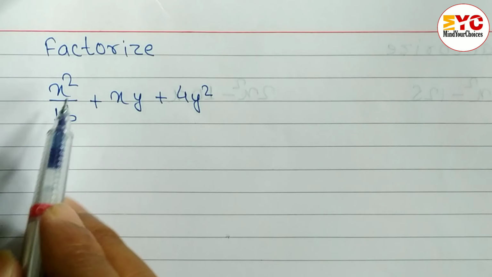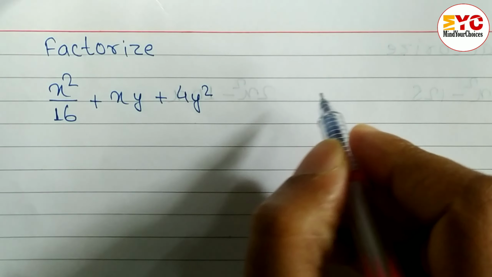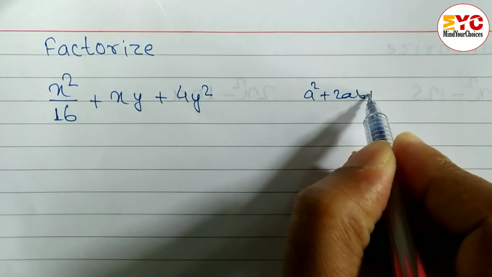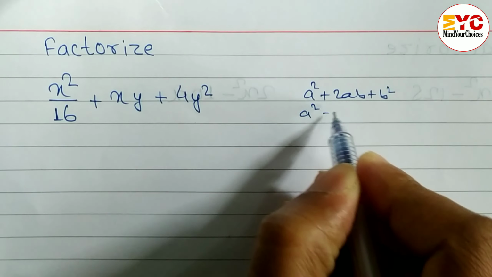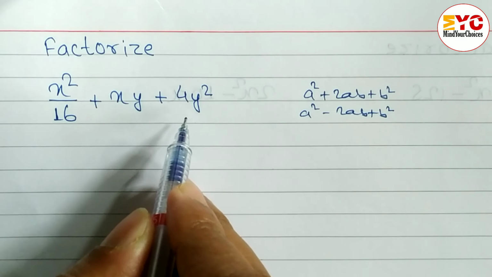First of all, you have to look at the first and last terms. If we convert them in the form of a whole square, then always we have to convert in the form of a square plus 2ab plus b square, or a square minus 2ab plus b square. You can see here, the first and last one we can convert in the form of a whole square.